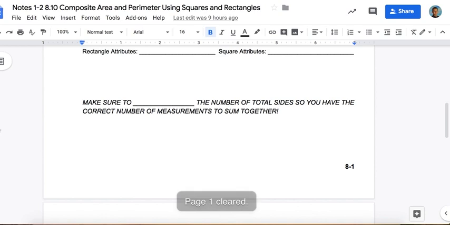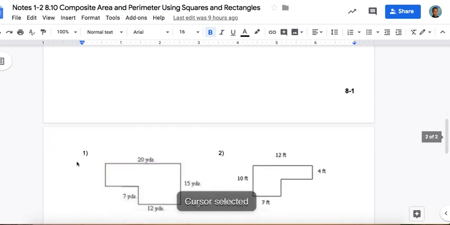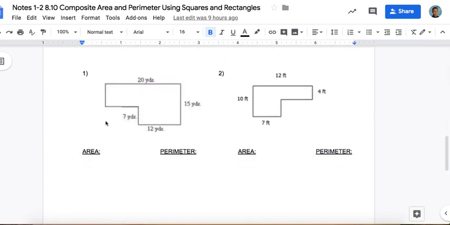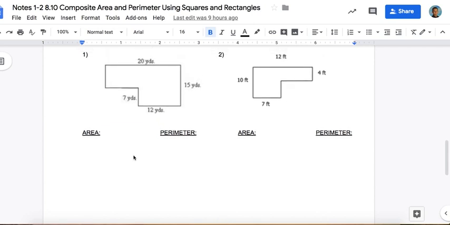Okay, let's skip to the next page here. And let's take a look here. So the first thing we need to do when we have a composite figure is to break it up into 2 parts or more. In this case, it's just 2 rectangles. So I'm going to mark it right there. And now I'm going to find the missing sides.